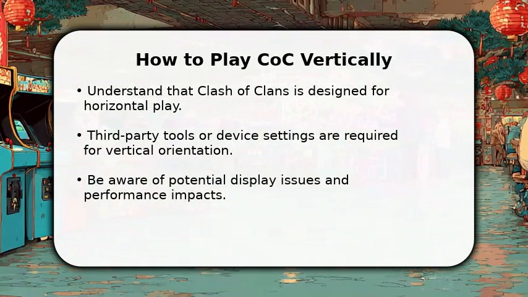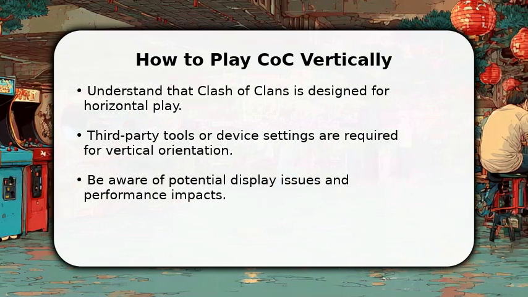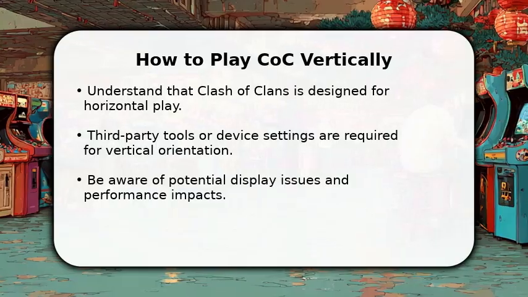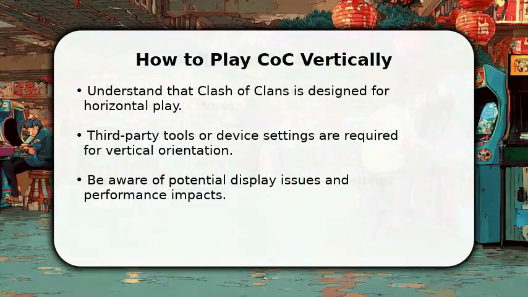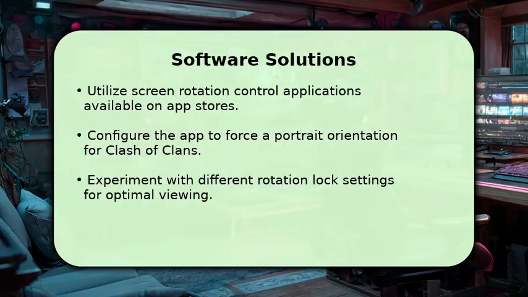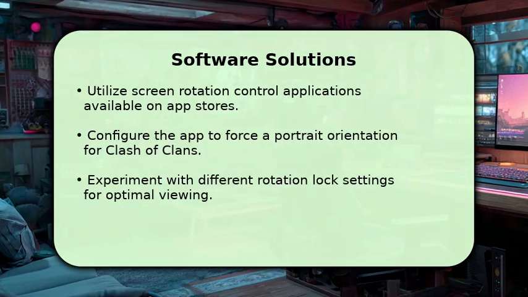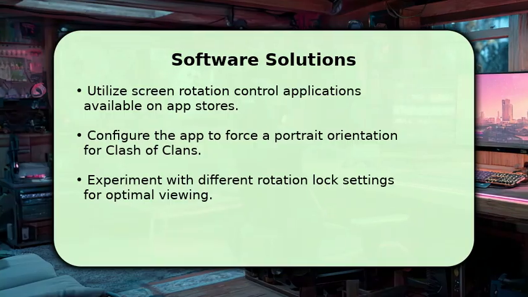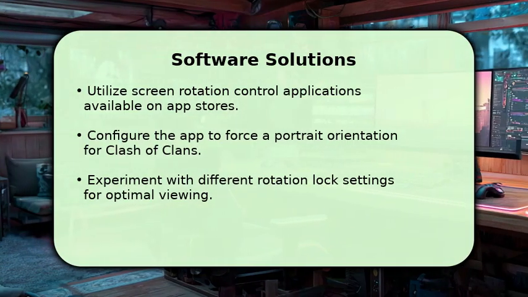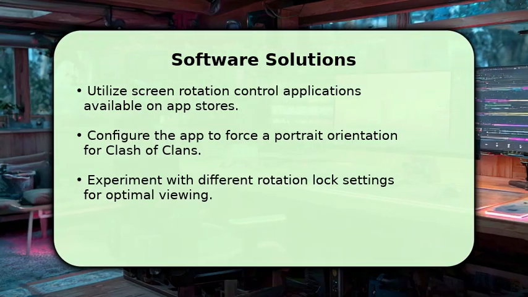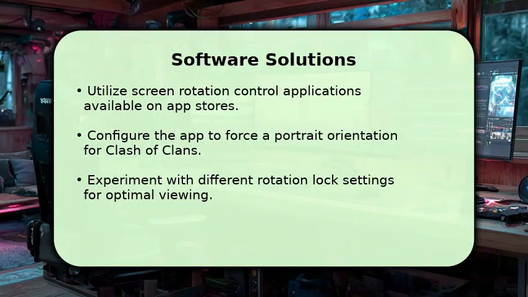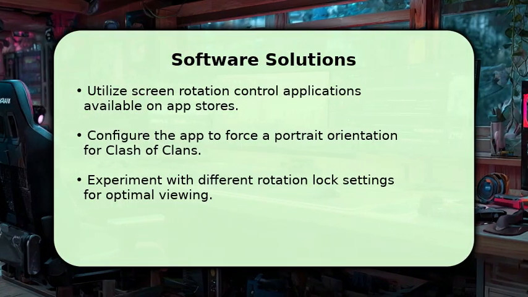Be prepared for potential visual distortions or minor performance changes, as you're essentially making the game run in a non-native display mode. For software solutions, you can explore various screen rotation control applications available on your device's App Store. These tools allow you to override the default orientation settings for individual applications. Once installed, you'll typically configure the app to force a portrait mode specifically for Clash of Clans.